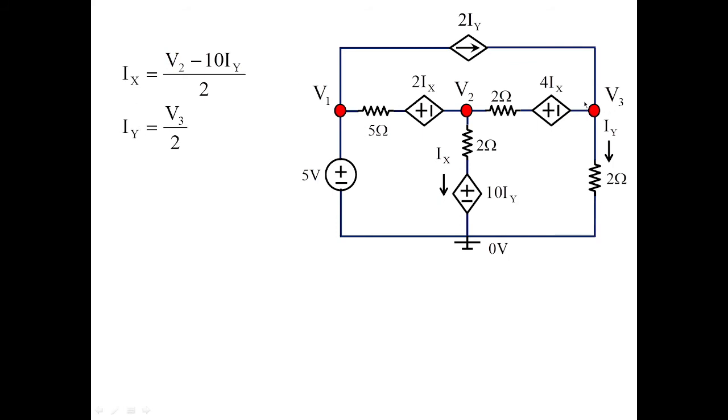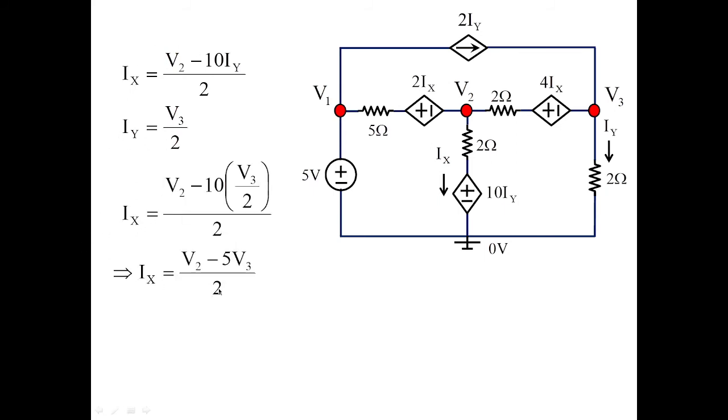Iy is V3 by 2. So Ix, Iy, these are the requirements, and I'm substituting Iy in Ix. So I'm going to get the value of Ix as V2 minus 5V3 by 2. So this we have obtained already, and then I'm obtaining Iy as V3 by 2. These two equations are obtained in the Roman letter forms.